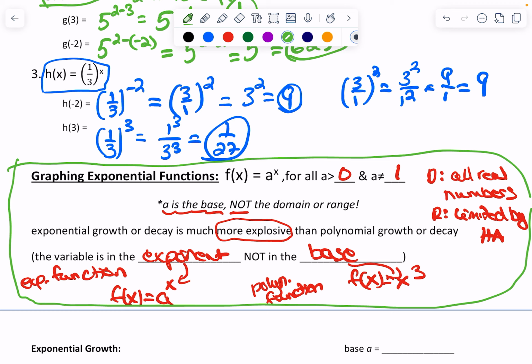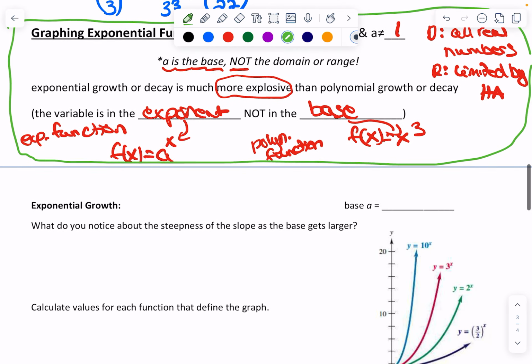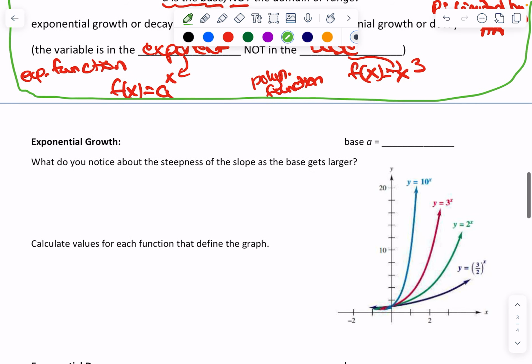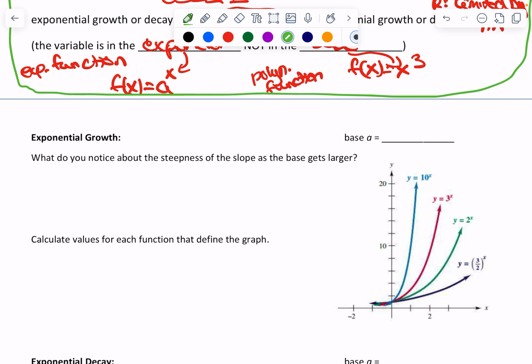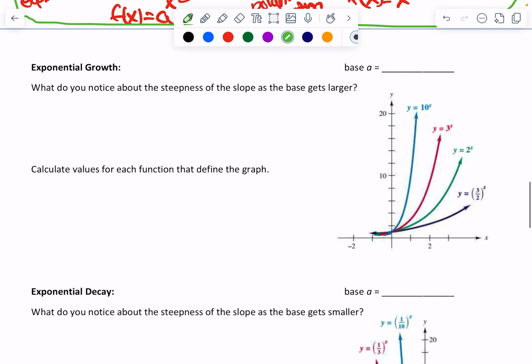Okay, what we're going to do here is look at exponential growth. So what do you notice about the steepness of the slope as the base gets larger? If we look at all of these that we've graphed here, our first one is 3/2 to the power of x. Then we have 2 to the power of x, 3 to the power of x, and 10 to the power of x.